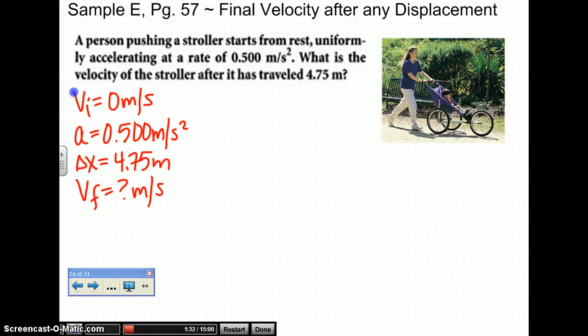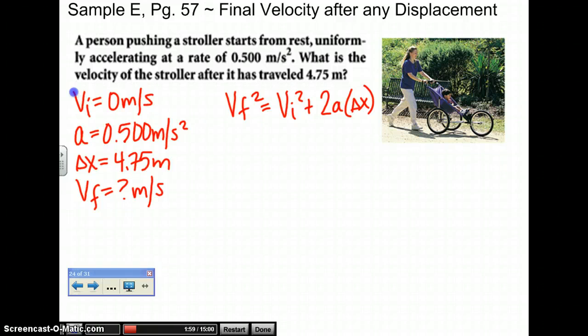Okay, so looking back at your kinematic equations, look through them real quickly, please, and find one that is missing time, but does have final velocity and displacement in it. So take a second and look. Which equation is it? The equation that you want to use here is VF squared equals VI squared plus 2A delta x.